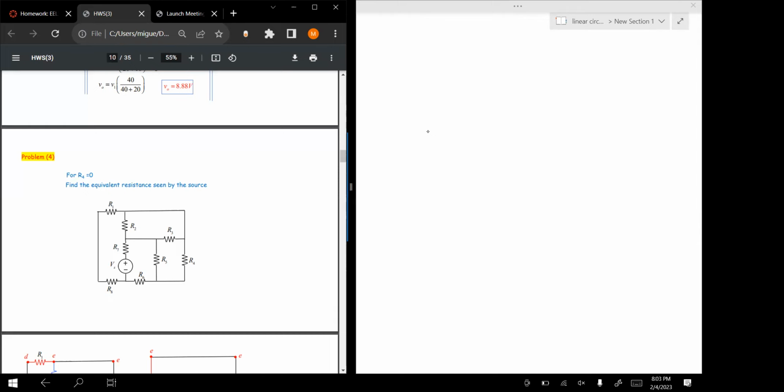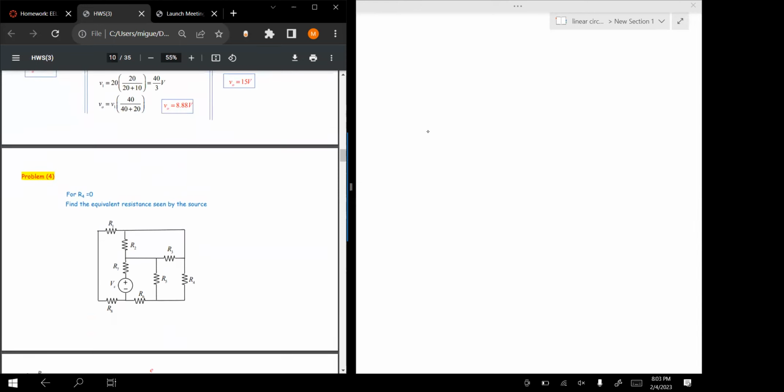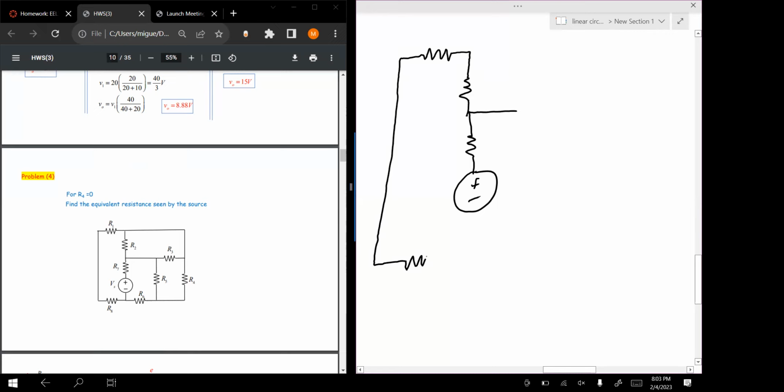So anyway, let's do this one, shall we? Let's see what we got. Find the equivalent resistance seen by the source. We don't get any numbers, but okay. So this is actually a really great example of how to identify what is in parallel and what is in series. Actually, I don't think there's any other combinations of resistors that you can have. I think that's about it. So let's see.